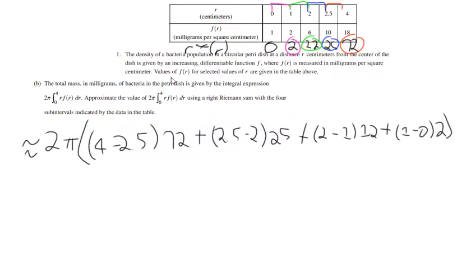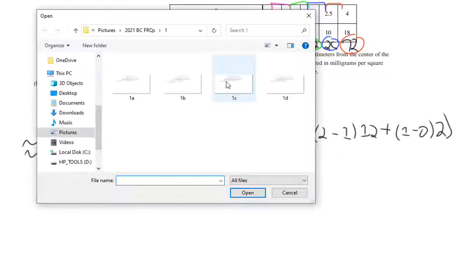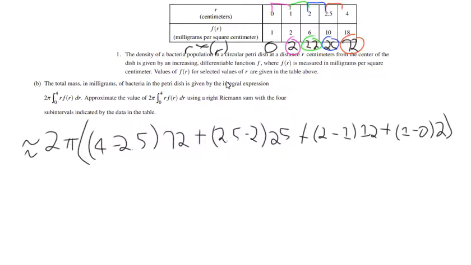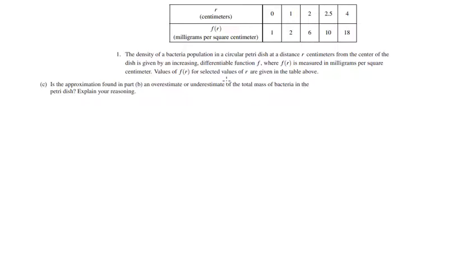And sometimes it takes a while for this to load, so here's part C. So for our part C, we're basically going to be explaining whether this answer was an underestimate or an overestimate. So we have to explain whether the approximation was an overestimate or underestimate of the total mass of the bacteria. And you don't really need to explain that much for this. It is an overestimate because if you recall, that function r times f of r was increasing.